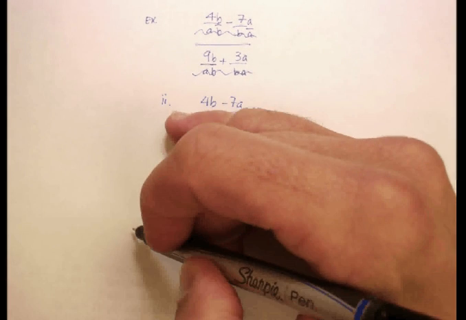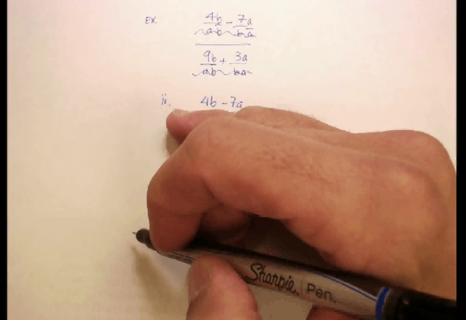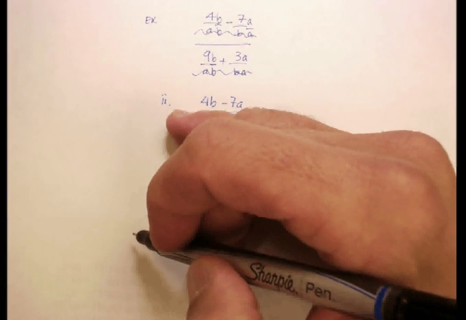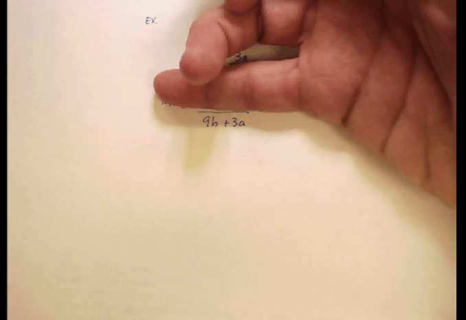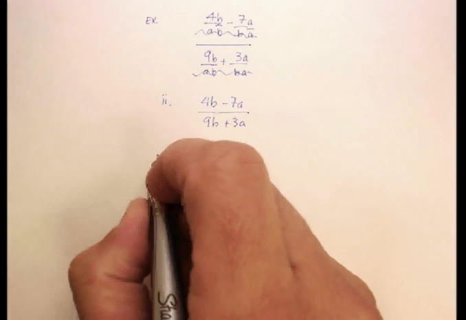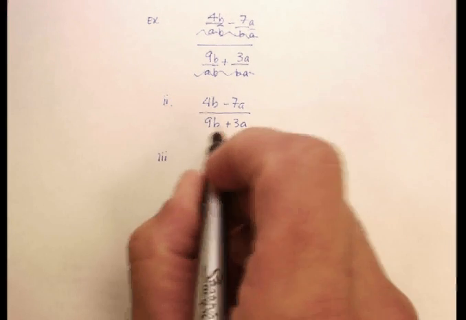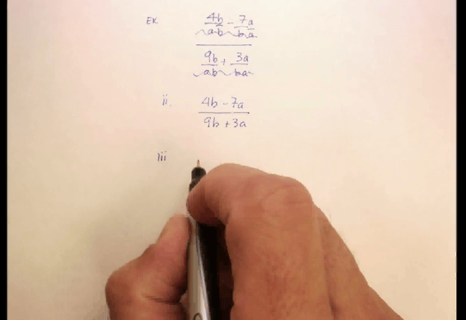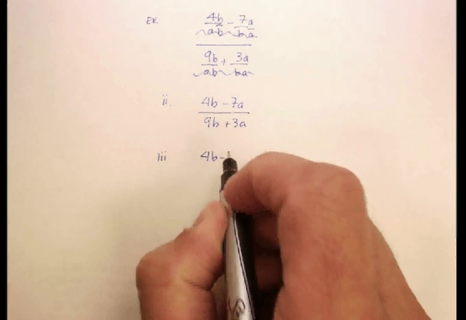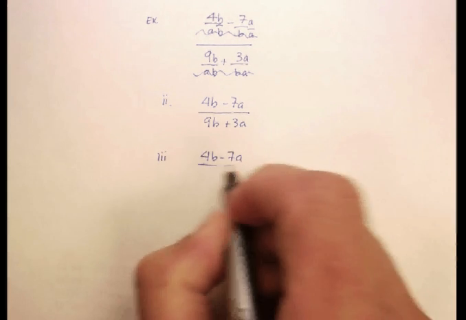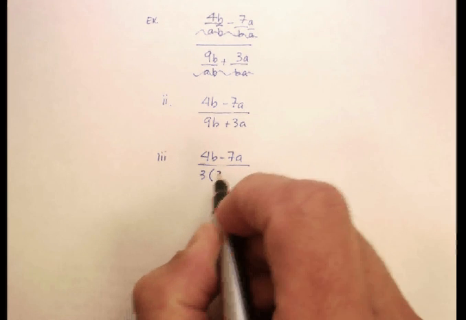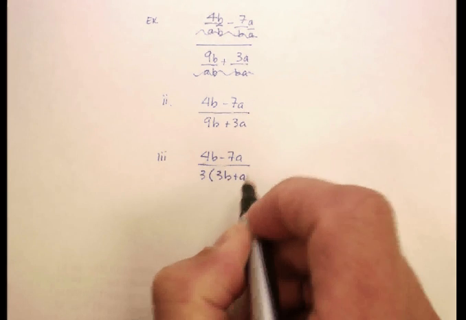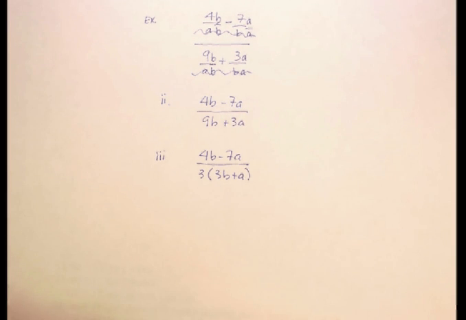I can look up at the top and say, is there anything in that binomial that I can simplify? And there really isn't. Is there anything in that binomial that I can simplify? And there is, actually. There's a 3 that's common to both sides of the addition. So I'm going to go 4b minus 7a for the numerator, and I'm going to factor out a 3 in the bottom, and I'm going to go 3b plus a in the denominator, and that is my final answer.